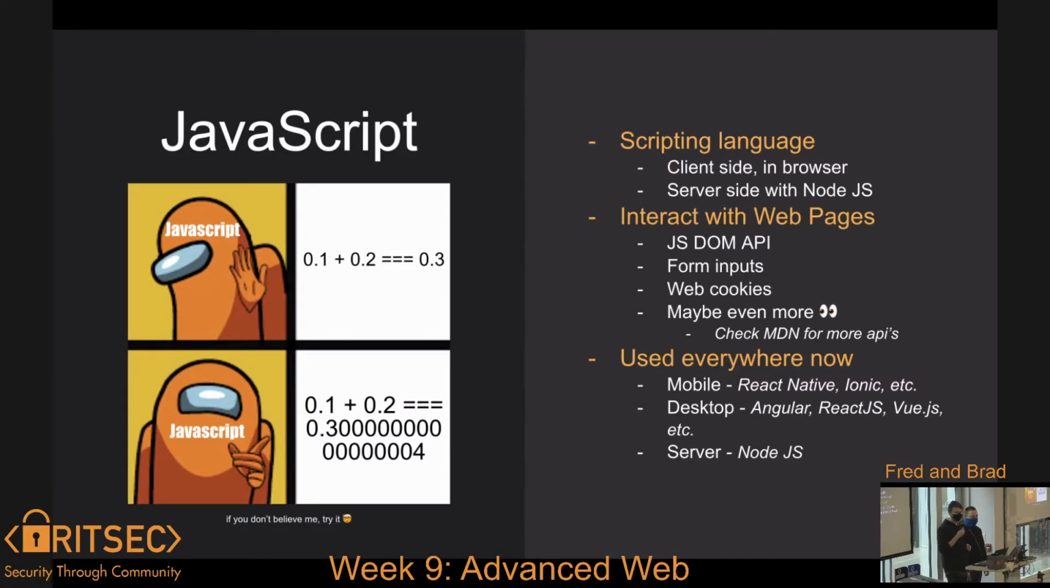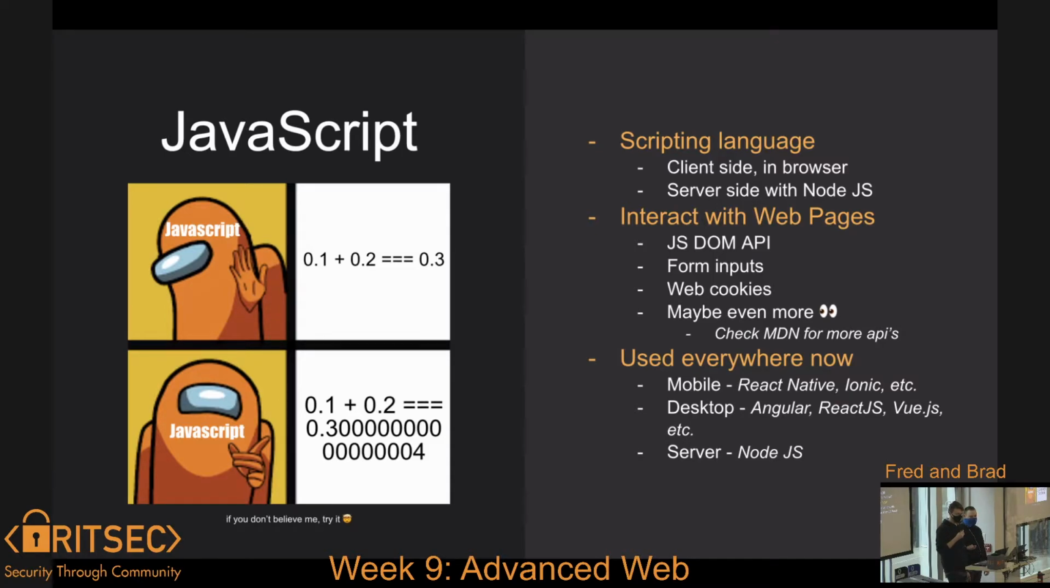JavaScript kind of blew up over the past few years, and it's now everywhere. Like I said earlier, it's on the server with Node.js. We have it on mobile now through things like React Native and Ionic. There's a bunch more frameworks. This allows you to compile native apps for phones that will run your web page as if it were an app. It's really super cool.